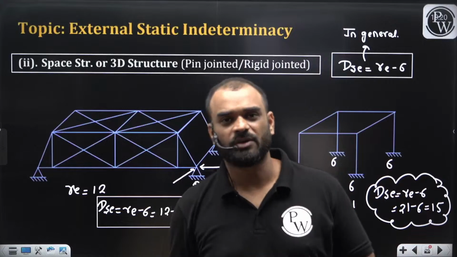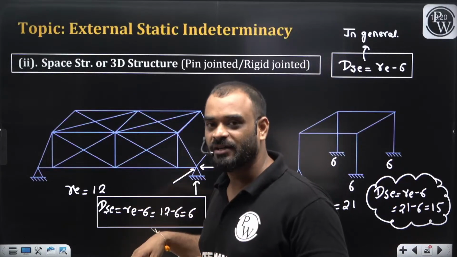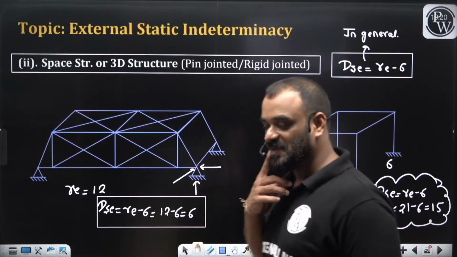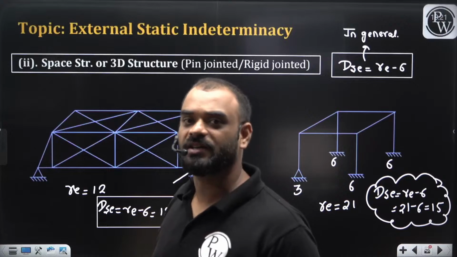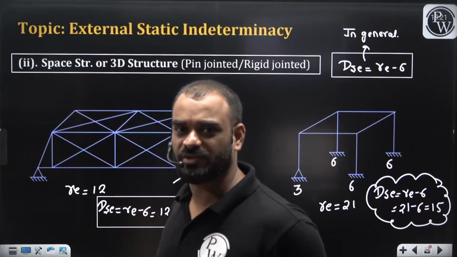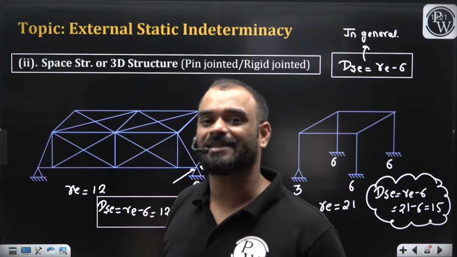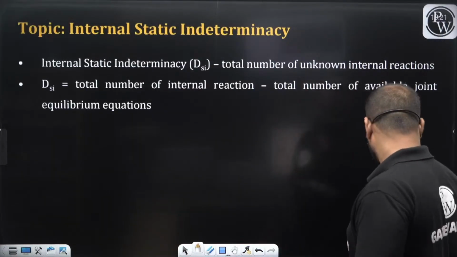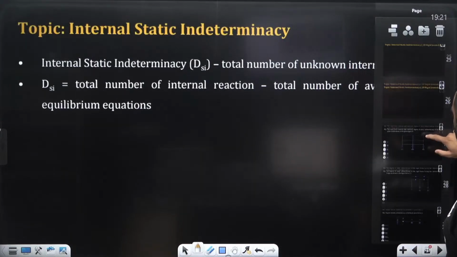But I will take one more question, guys, which is related to the 3D structure part for a beam with some vertical loading, so that you can understand what our formula will be in that particular case. That is our last question which we will discuss today, and in tomorrow's class we will start the internal static indeterminacy part.